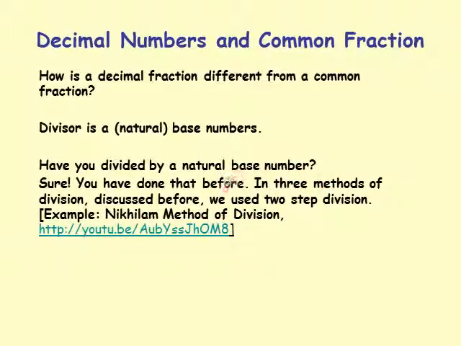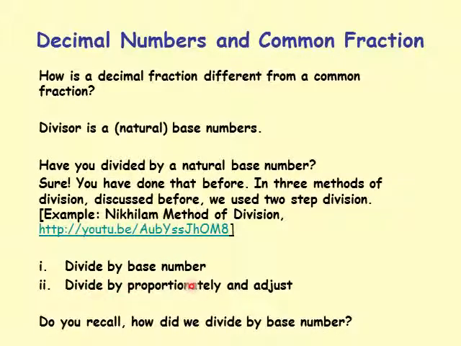So we first divided by the base number and then by proportionality and made adjustments. The steps were divide by base number, divide by proportionality, and adjust. That's what we discussed in all 3 methods of division. This is one of the examples, and this is what we did: divide by base number, then divide by proportionality, and adjust. Adjust for what our deviation is. Let's continue. Do you recall how we divided by the base number?